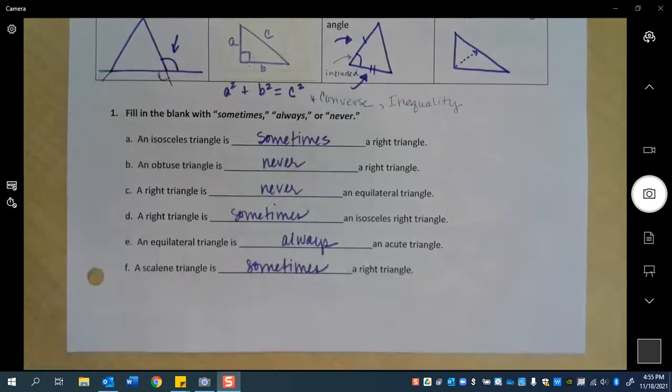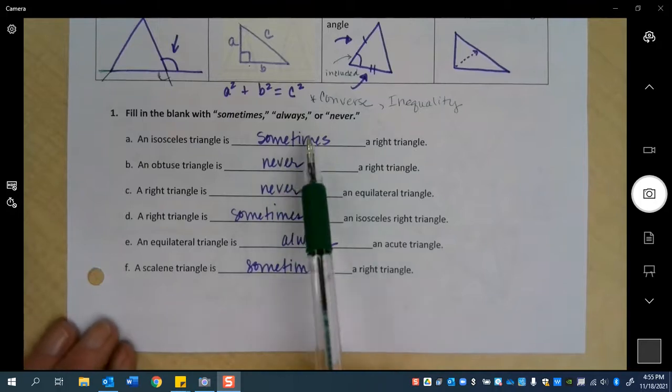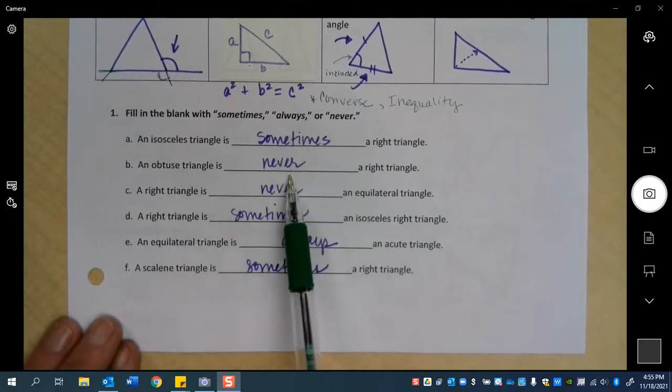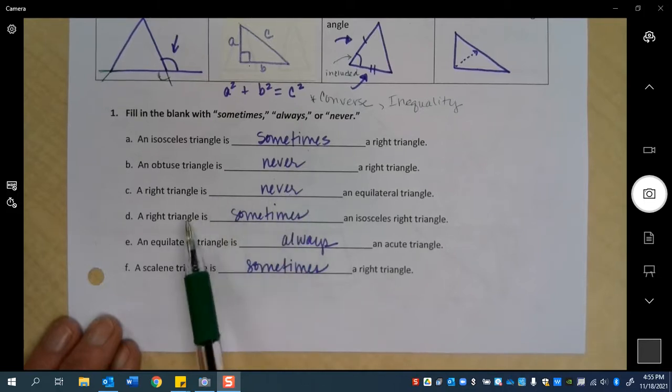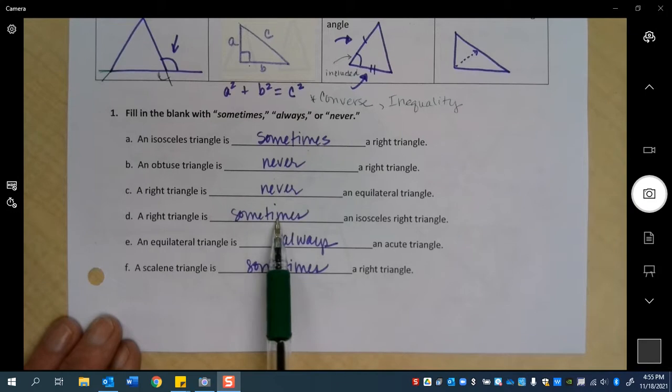All right. So an isosceles triangle is sometimes right. An obtuse triangle is never right. A right triangle is never equilateral. A right triangle is sometimes isosceles. An equilateral is always acute. And a scalene is sometimes right.